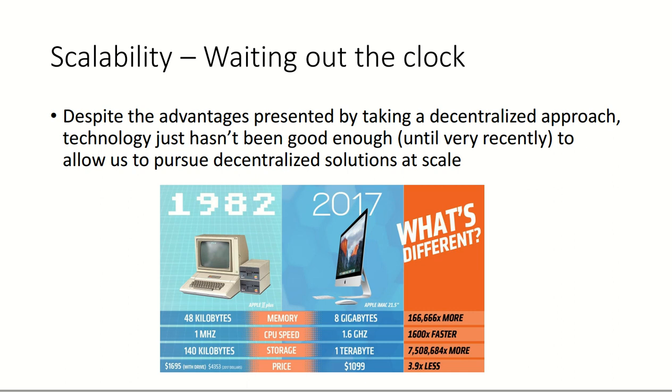So in 1982, you could go out and buy an Apple IIe. In 2017, you could go out and buy a new Apple iMac. If we look at some of the differences in what you get for your money over that 35-year time period, it's pretty staggering. You're getting over 160,000 times more memory. You are getting a machine that is 1,600 times faster. You are getting a computer that has over 7.5 million times more storage space. And you're doing all of this for about a quarter of the price when adjusted for inflation.